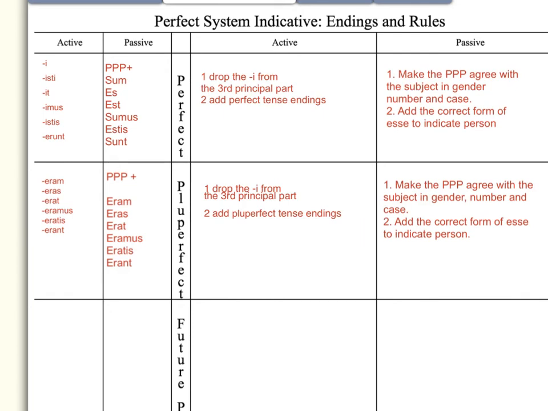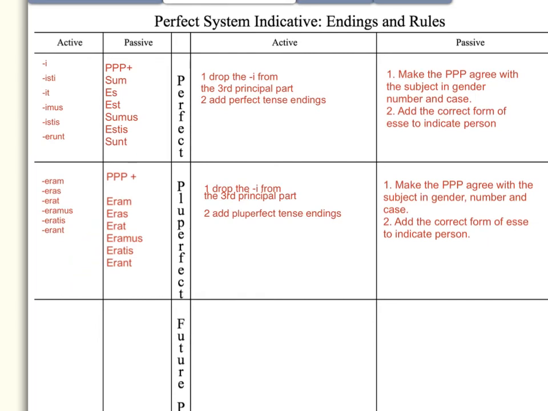The easy thing about this case is if it's the subject, it always has to be nominative. And then you add the correct form of esse to indicate person. So if it's I had been doing something, it would be eram. If it's he had been verbed, it would be erat, so on and so forth. And there you have it.